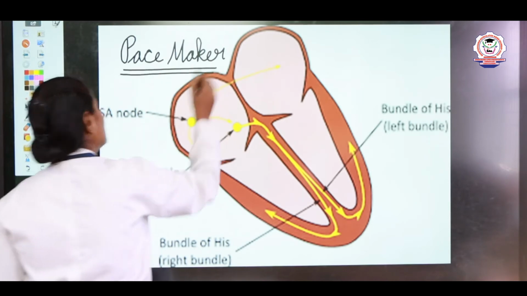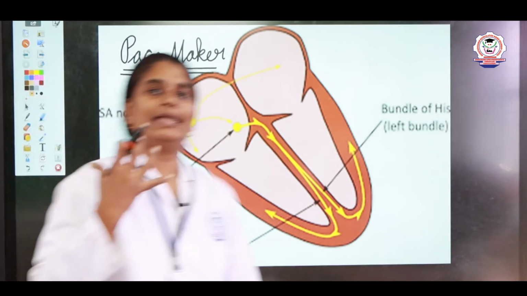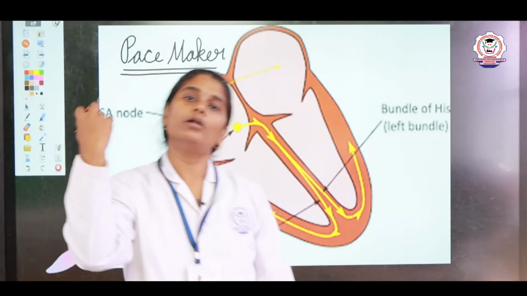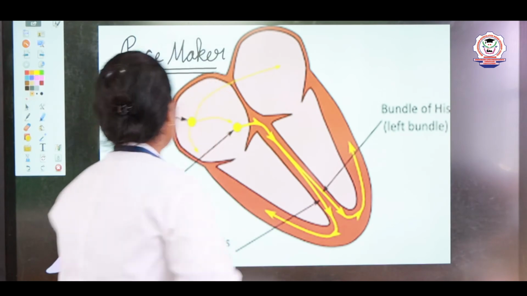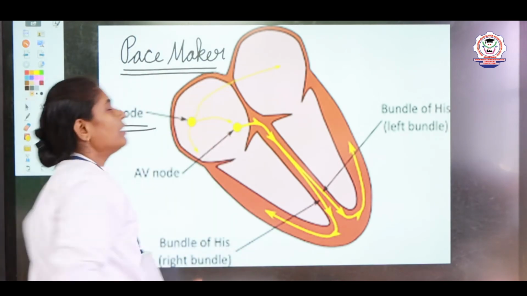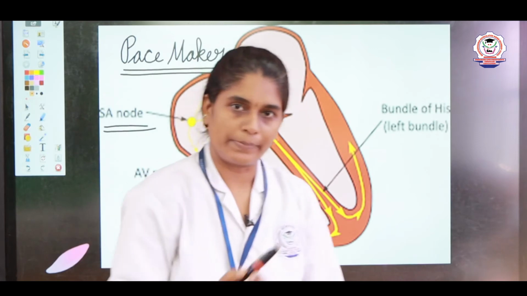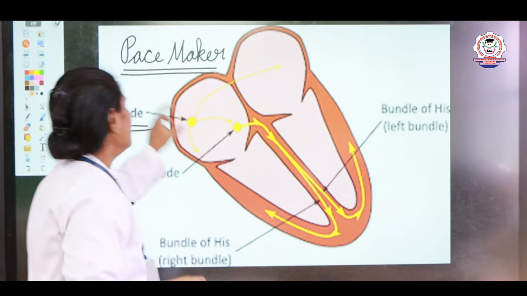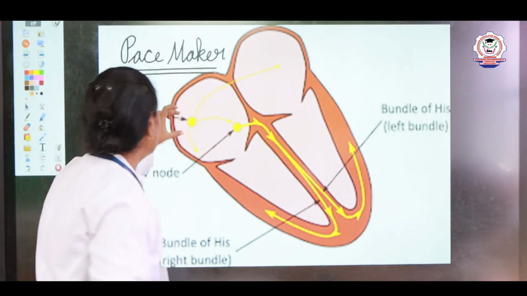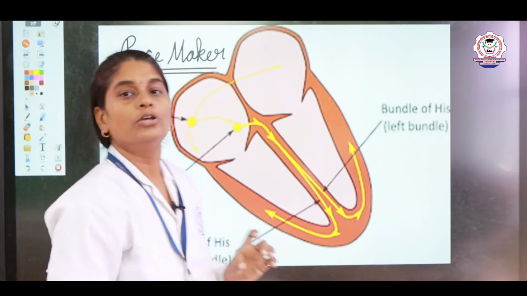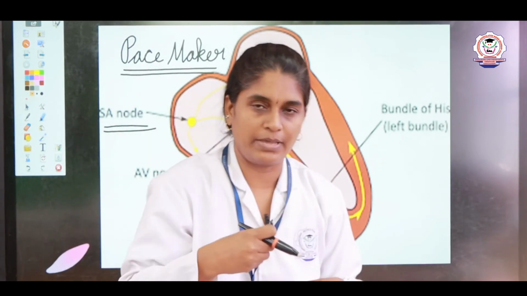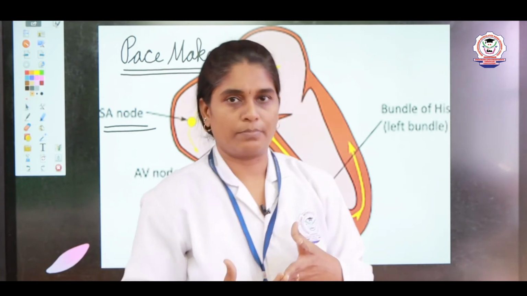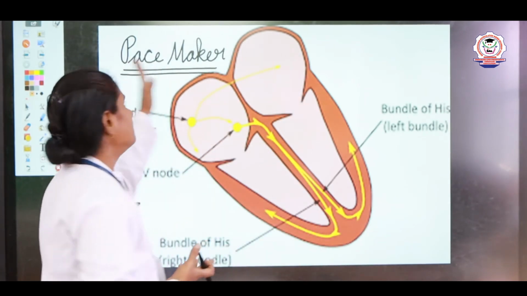So, when the node does not get any impulse or does not function properly, we have to depend on an artificial pacemaker. SA node is nothing but the pacemaker. When the pacemaker is not functioning properly, we have to put in an artificial pacemaker. Once we put it in, the impulses of the heartbeat will be normal, right. So, this is about the pacemaker.